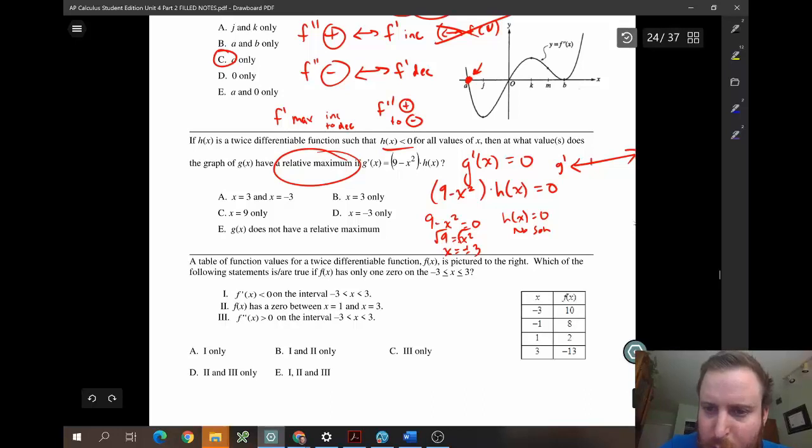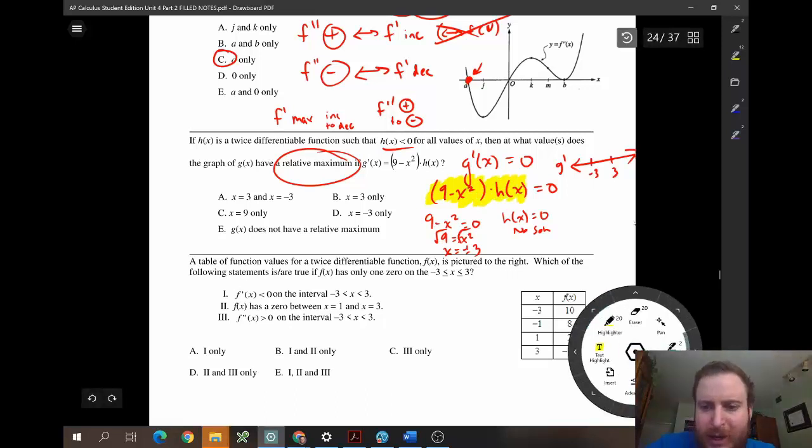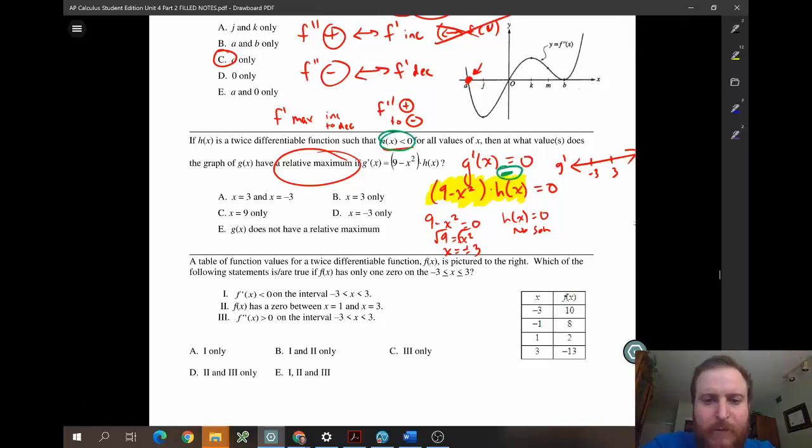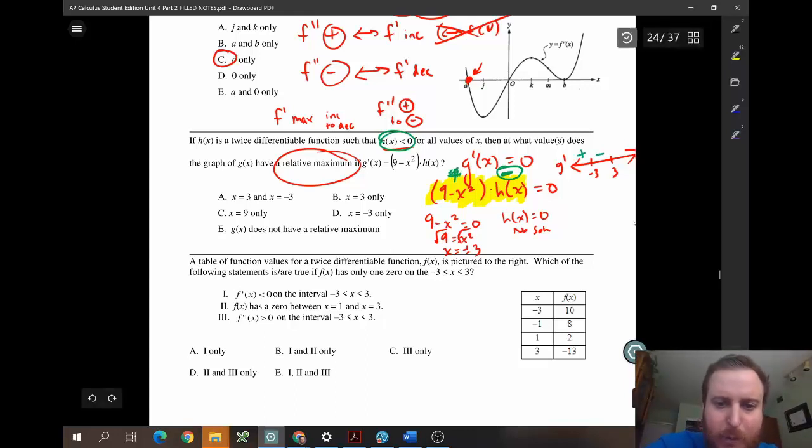So when we make our number line for g prime, we have negative 3 and positive 3. We plug them into the factored line, and we know that anytime we plug in for h of x, it's always negative. If we plug in negative 4, 9 minus negative 4 squared is 9 minus 16. That's a negative. Negative times negative is a positive. If I plug in 0, 9 minus 0 is positive. A positive times a negative is negative. Then if I plug in 4, 9 minus 16 is negative, but we multiply by h of x, which is always negative, so we get positive.